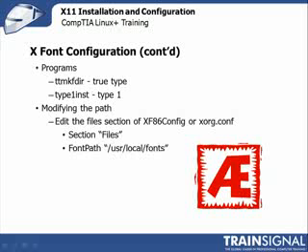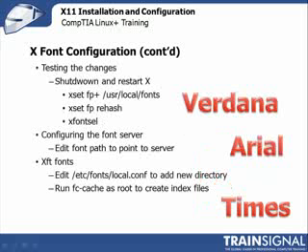Now the only thing left to do is to modify the path. To do this, edit the Files section of xf86config or xorg.conf. Just copy one of the existing lines, paste it, and change the path to point to your new fonts directory. For example, under the Files section, you'd have a new entry that says FontPath and have that set to /usr/local/fonts.